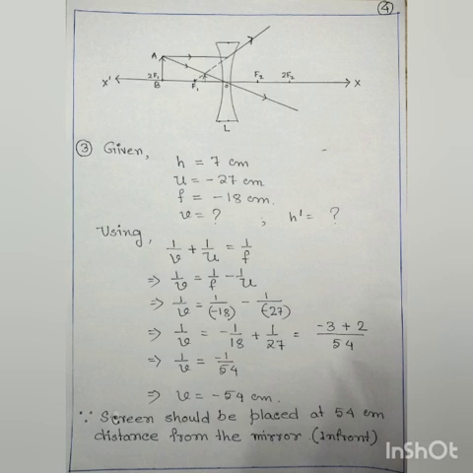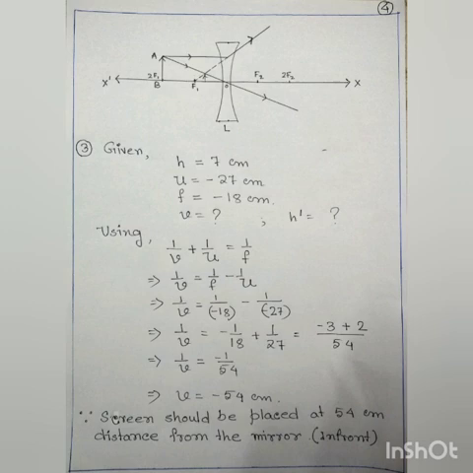And see, for the concave mirror, focal length will be negative. Means f is minus 18 centimeter. And we have to derive v, that is image distance, and image size. Now mirror formula is 1/v + 1/u = 1/f. Just substitute all the values of u and f. We will get v equals minus 54 centimeter.